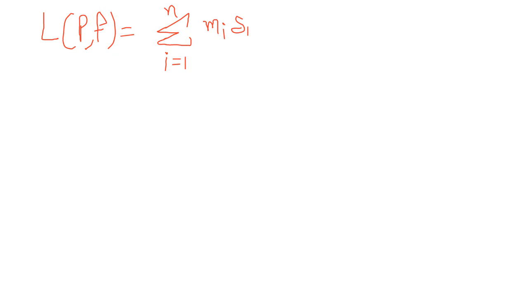Now we are calculating LPF. What is LPF? LPF is summation i equal to 1 to n of mi delta i. So what is mi? We have already found mi. So it is summation i equal to 1 to n, and mi is (4i minus 1) upon n plus 3.